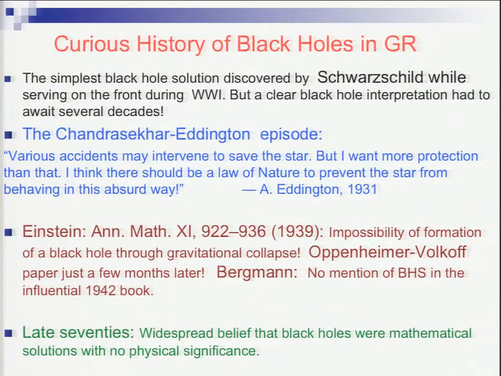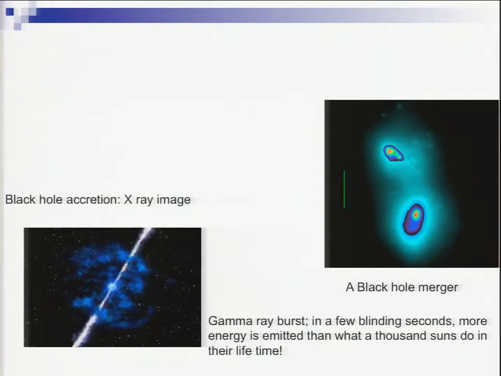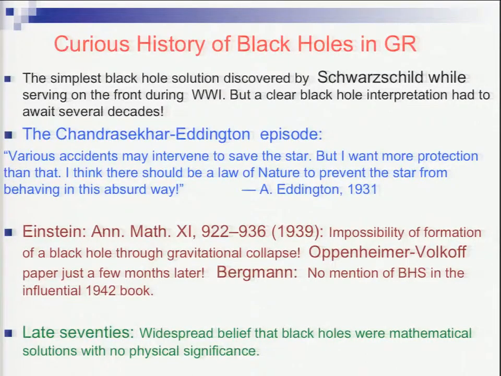Namely, there's a curious history. The simplest black hole solution was discovered by Karl Schwarzschild while he was serving on the German front during World War I. So very soon after Einstein's paper came in, it was published before the war was finished. And he wrote a letter from the front lines to Einstein showing the solution. Einstein was surprised that an exact solution could be found, but that's what happened. It's an unfortunate thing that Schwarzschild died in the First World War because he caught some disease. But the clear interpretation that this represents a black hole had to await several decades.